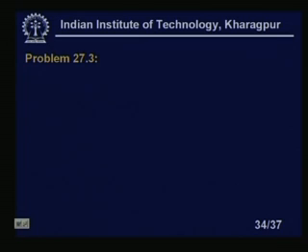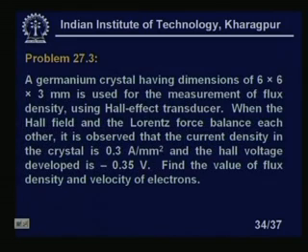Now, let us look at the last problem, 27.3. Let us read it. A germanium crystal having a dimension of 6 into 6 into 3 millimeter is used for the measurement of flux density using a Hall effect sensor. When the Hall field and the Lorentz force balance each other, it is observed that the current density in the crystal is 0.3 ampere per millimeter square, and the Hall voltage developed is minus 0.35 volt. We have to find the value of the flux density and the velocity of the electrons in the Hall sensor itself, right. Now, suddenly you can see how we have introduced the Lorentz force.